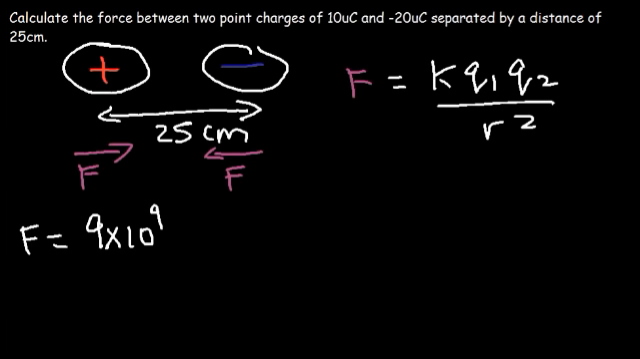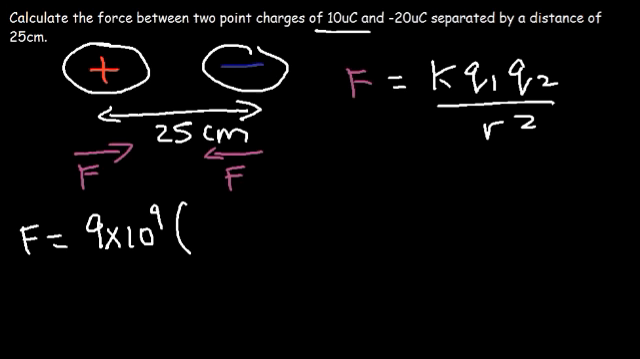Now, we have the charge in microcoulombs, and we need to get it in coulombs. Now for this one, it's pretty easy. You don't have to convert it. All you need to do, well, you do need to convert it, but you don't have to do it the way that I just did it.